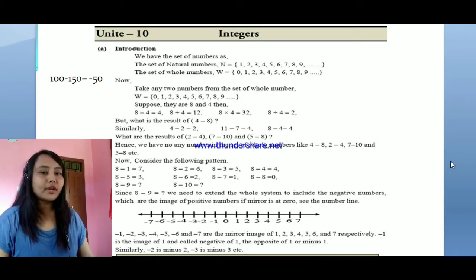Today we'll be discussing Unit 10, Integers. Let me first introduce you to integers and the set of integers. We have already learned about the natural numbers and the whole numbers. So how are the natural numbers and the whole numbers differentiated? Let me talk about that first.